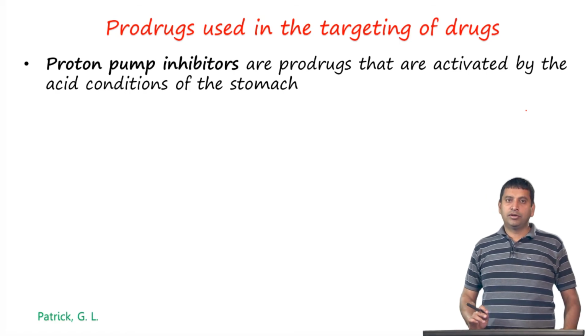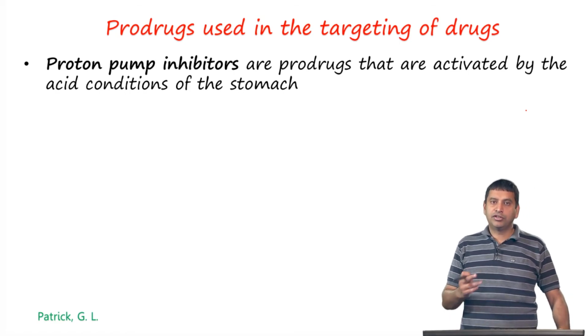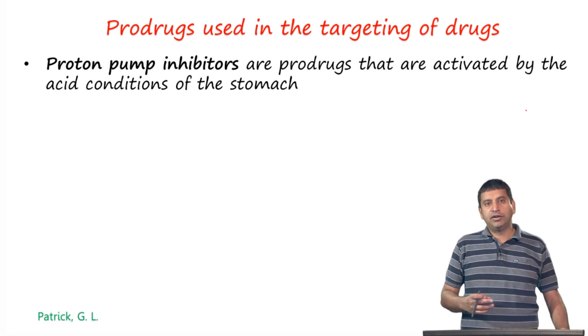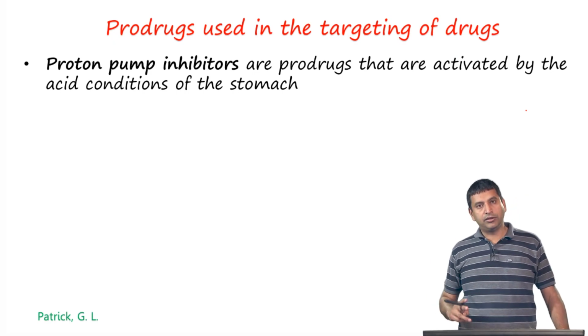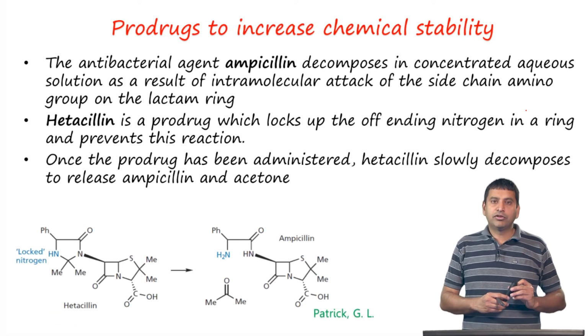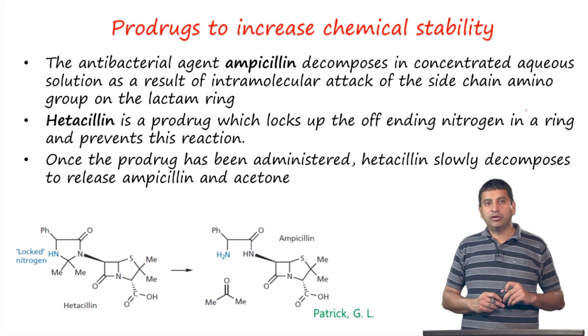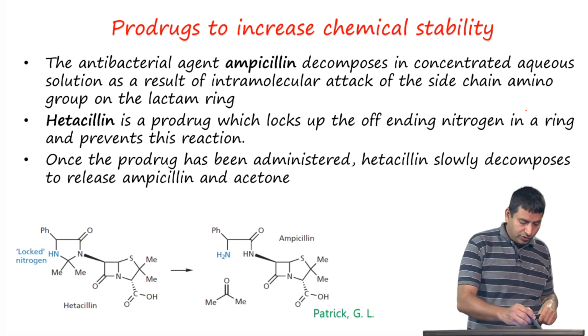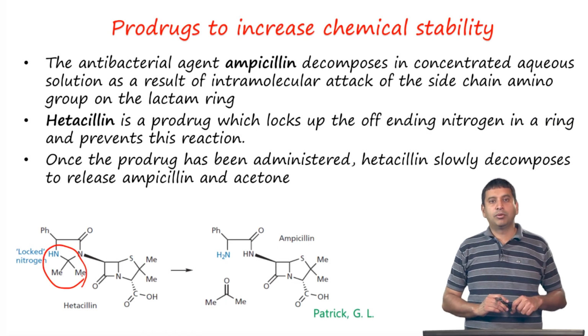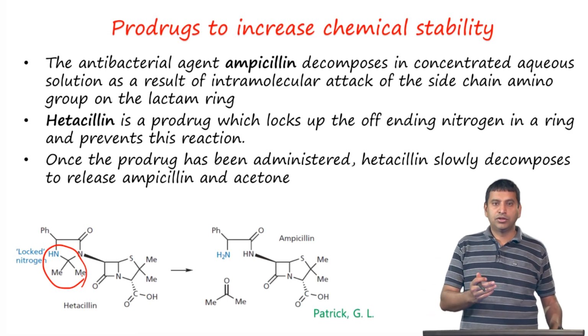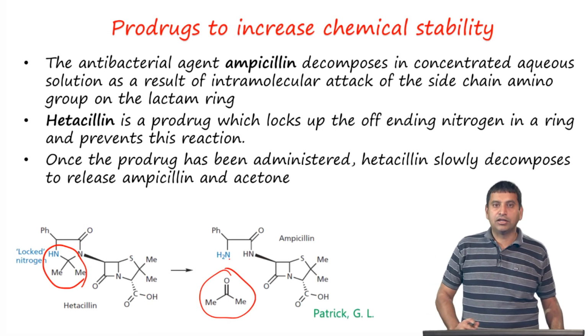There are a number of proton pump inhibitors which are used in the form of prodrugs, which are activated by acidic conditions. We will look at this later during our case studies. There are also examples of prodrugs which increase chemical stability. For example, ampicillin, which is shown below, decomposes in concentrated aqueous solution because of the intramolecular attack of the side chains. In order to avoid this, we convert this into a locked nitrogen form. Here is the prodrug form, which decomposes to give you acetone and the active ampicillin.